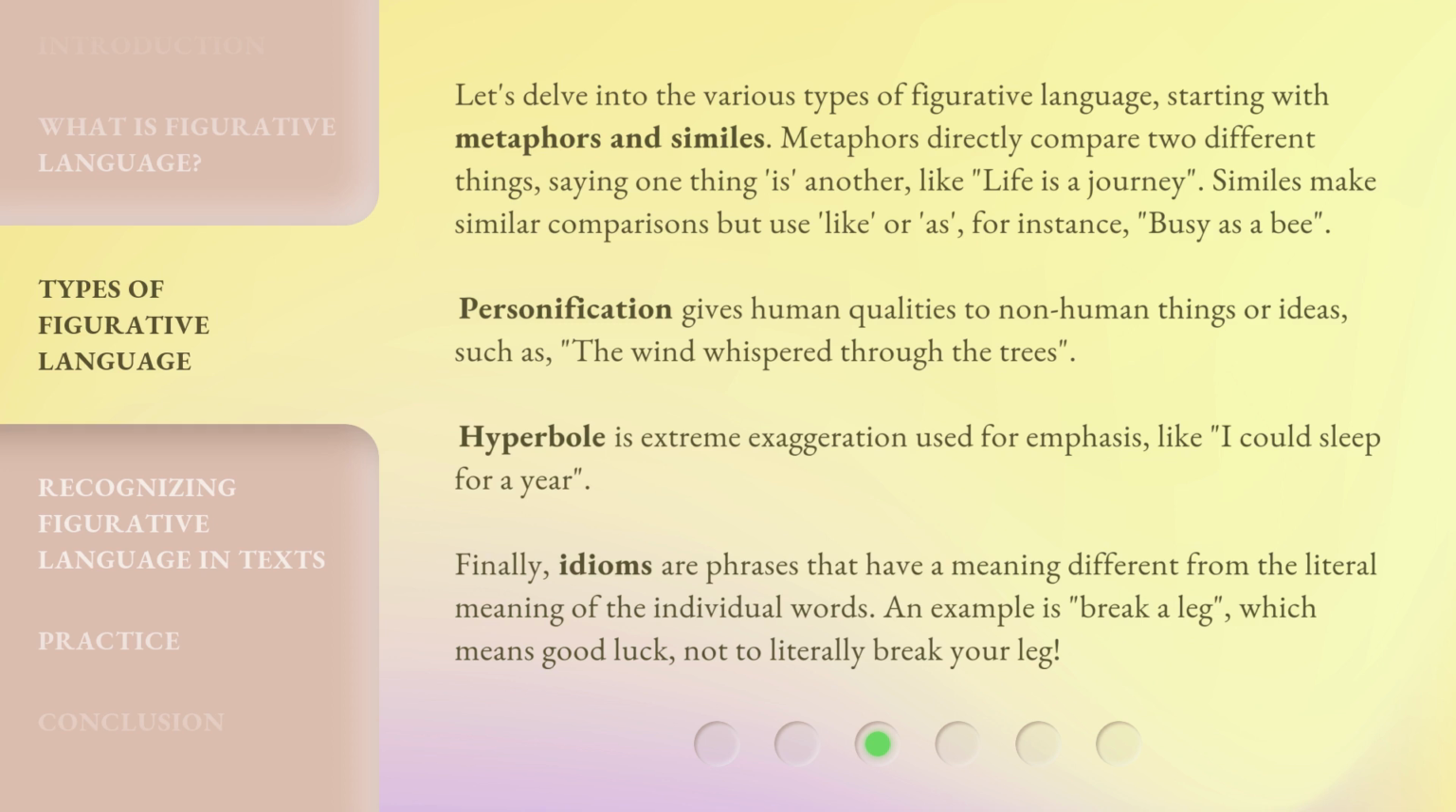Let's delve into the various types of figurative language, starting with metaphors and similes. Metaphors directly compare two different things, saying one thing is another, like, life is a journey. Similes make similar comparisons but use like or as, for instance, busy as a bee. Personification gives human qualities to non-human things or ideas, such as the wind whispered through the trees.